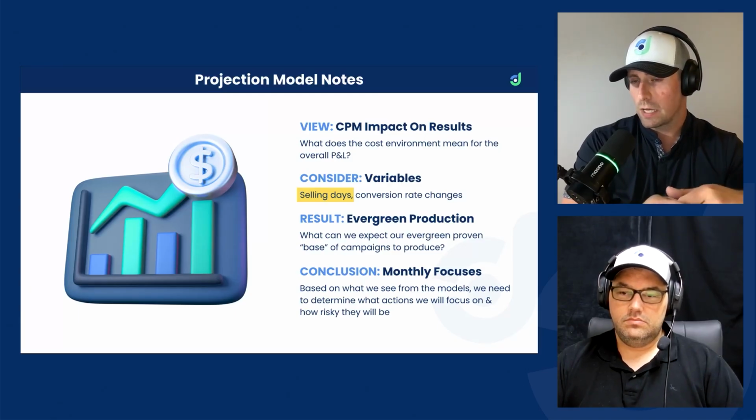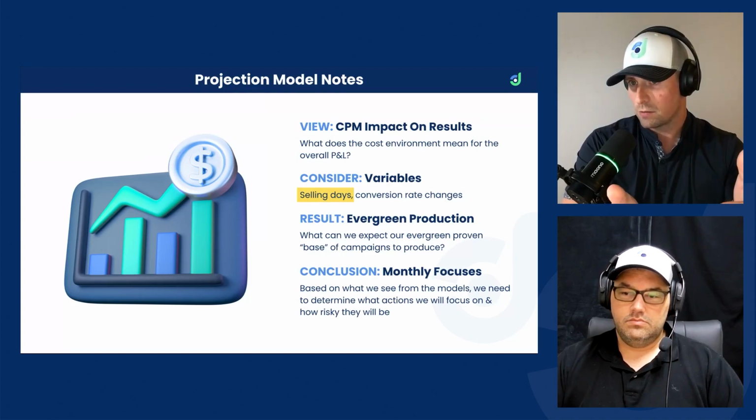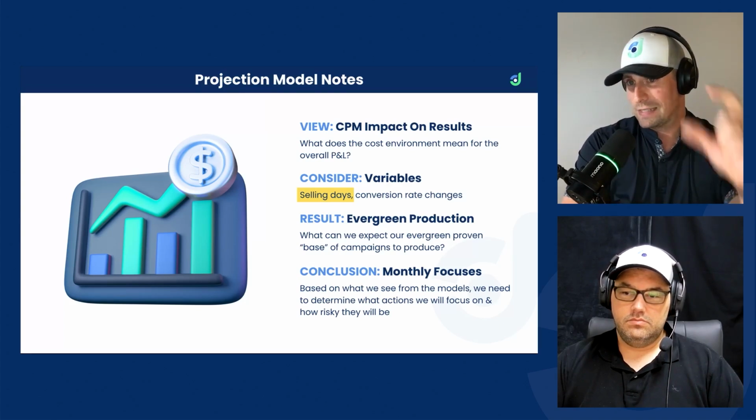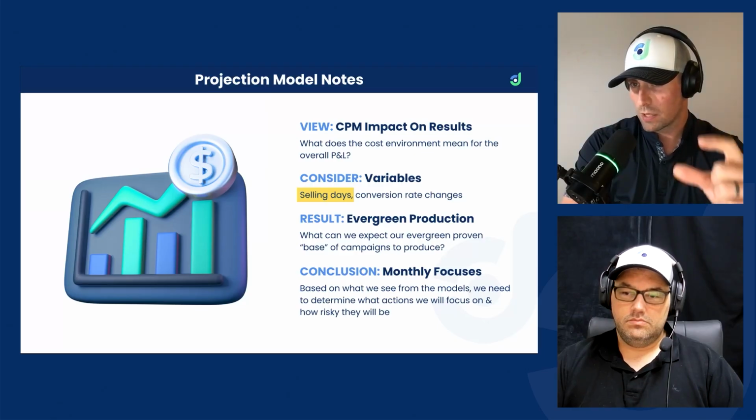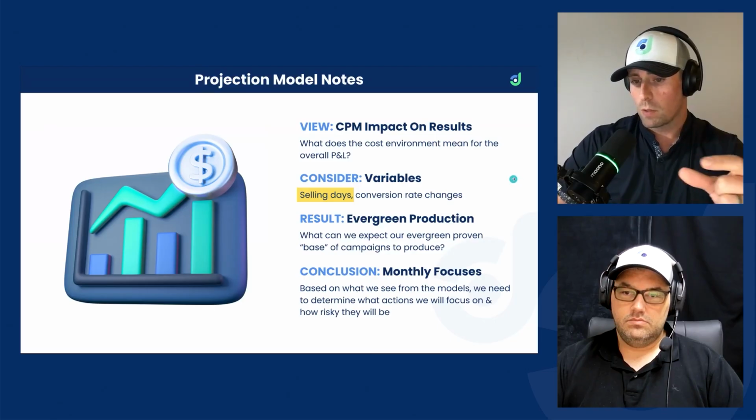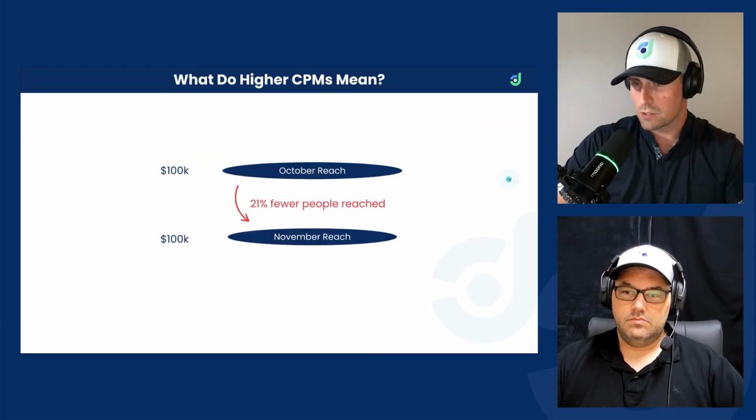And then what we do is look at it compared to the goals for the company. So if we're saying, hey, there's going to be a 21% increase, that means we're probably going to have a delta compared to what we were able to produce last month. And so it's going to be important to determine the monthly focuses. Where are we placing our efforts and how risky should our actions be?